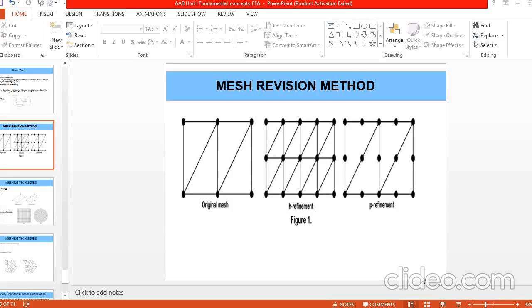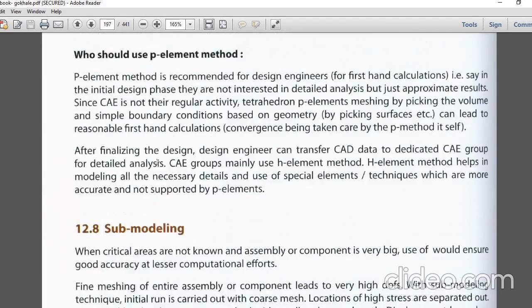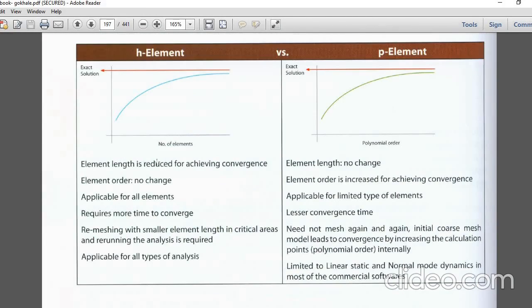Okay. So in the reference book, on page number 184, H and P refinement are differentiated. In H refinement, element length is reduced for achieving convergence. In P refinement, element length does not change. Element order is not changed in H refinement. In P refinement, element order is increased for achieving convergence.